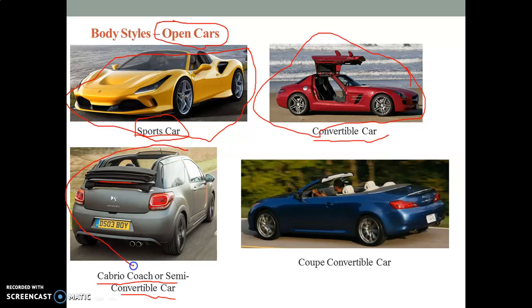So earlier it was in use, nowadays these cars are very rarely in use.